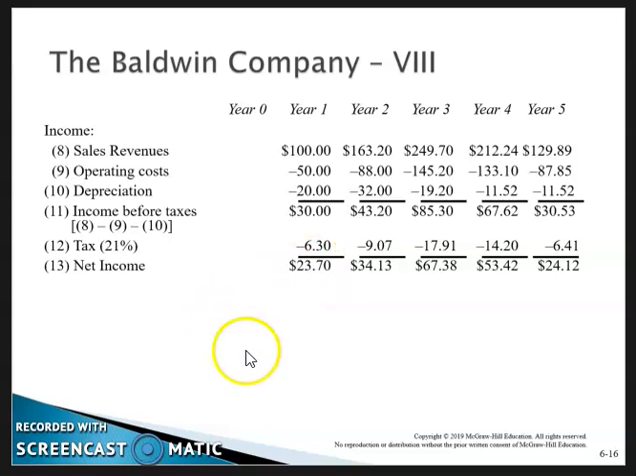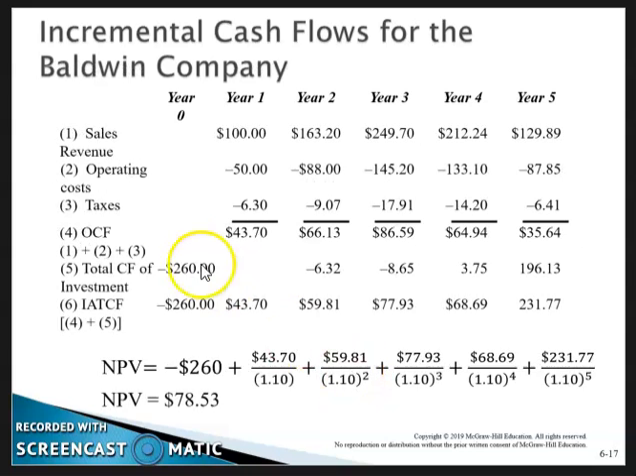On the next page, we're going to calculate operating cash flow. The operating cash flow is going to be sales minus operating costs plus taxes. Since we don't have any interest expense, we can calculate it this way. So these are the operating cash flows. We have to add back our net cash flows that we calculated before.